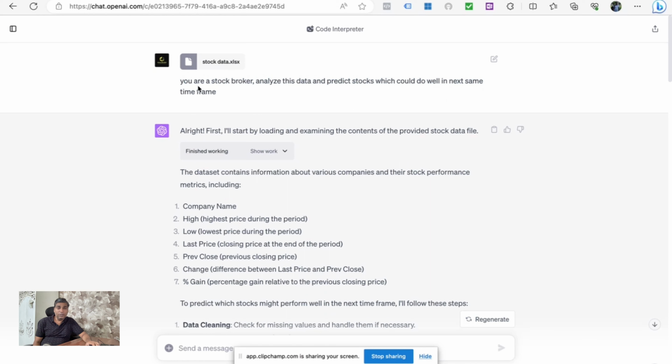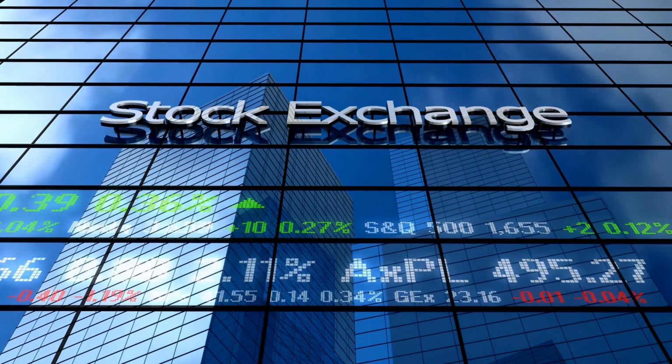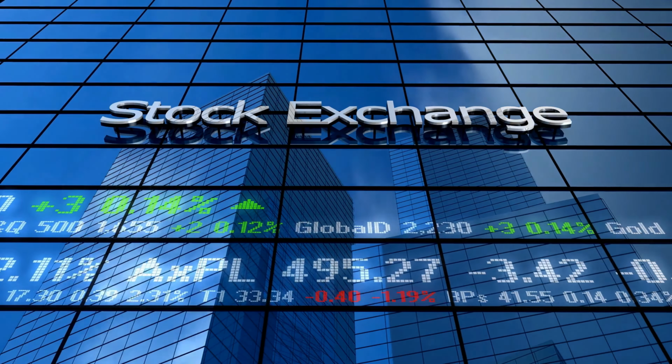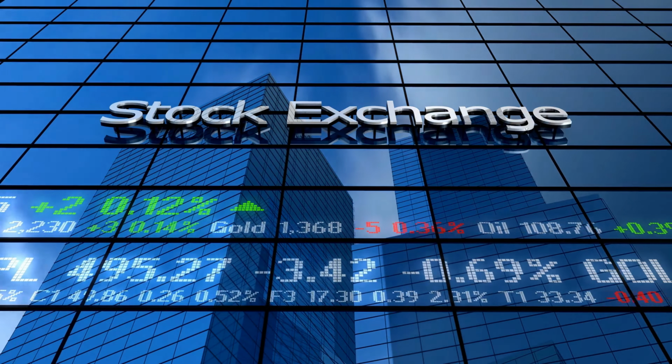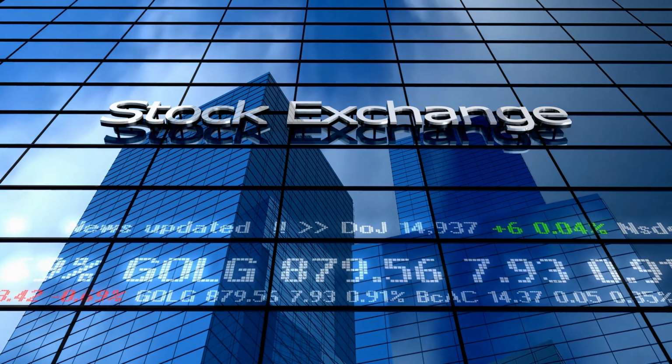I used this prompt, which says that you are a stockbroker, analyze this data, and share your recommendations in a nutshell. So it went through the data set, and as you can see, it plotted this chart, which is the distribution of percentage gain. It first started with identifying the top 10 performers based on the percentage gain. Remember, this is based on the data set. This is not very exhaustive data itself.